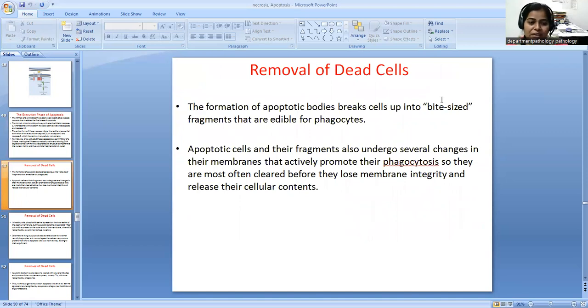Now, how does removal of the dead cells happen? The formation of apoptotic bodies breaks cells into bite-sized fragments that are edible for phagocytes. Apoptotic cells and their fragments also undergo several changes in their membranes that actively promote their phagocytosis, so they are most often cleared before they lose membrane integrity and release their cellular contents.